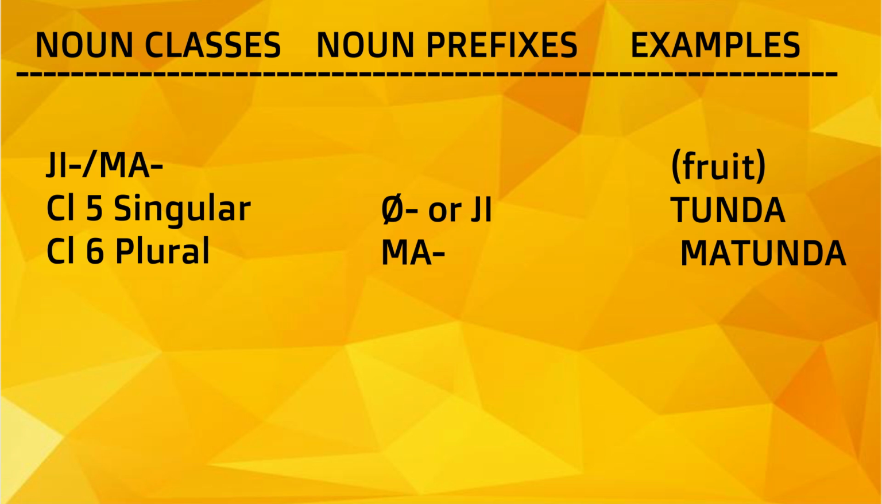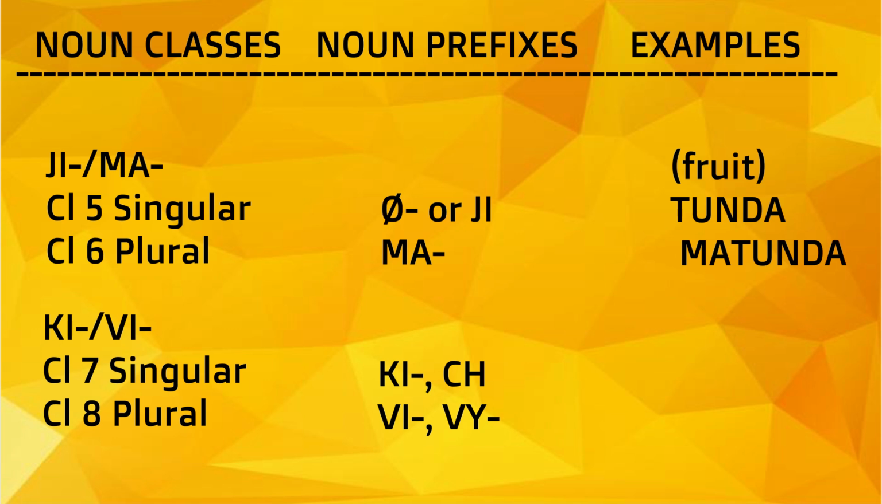Okay, and then the 7th and 8th class, we have ki for the singular and vi for the plural. In this category, we have everyday objects, animals, part of the body, and so on. For example, chair, kiti, and then viti in plural.